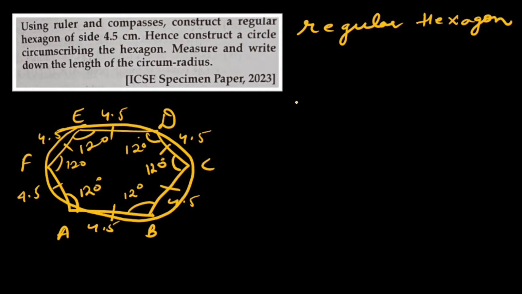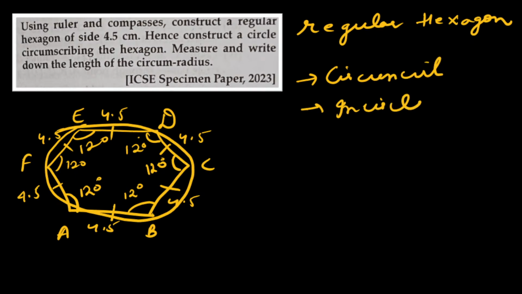See, in this question, I'll explain to you both how to draw the circumcircle and how to draw the incircle. Both with this question we will finish, so that again and again we don't have to do the questions. So after that, we just have to measure and write down the length of the circumradius. So circumradius it will be this one from here to here or here to here. So let's start. So I have told you a hexagon is a six-sided figure and each of the angles is 120 degree. 120 degree I have already taught you how to draw.